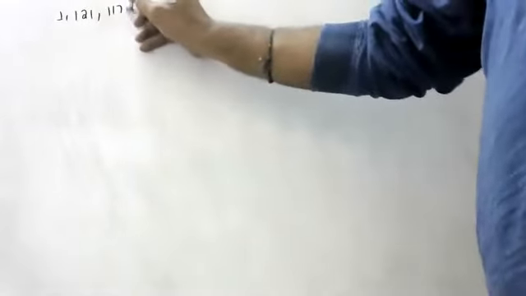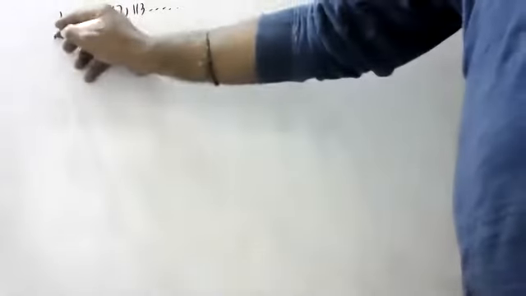Okay, children. Today we will discuss some important questions in progressions. Very important among them, the first one is: among 121, 117, 113, which is the first negative term? This is a very important question, children.